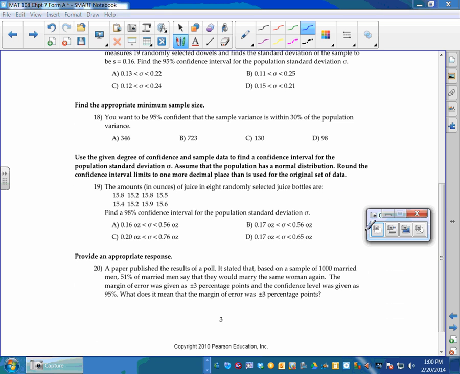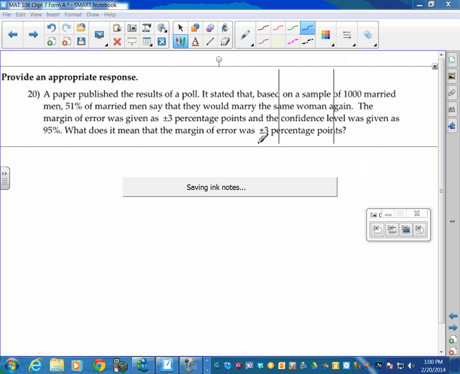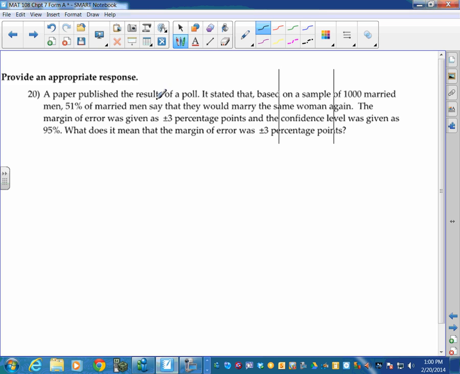Number 20. It says a paper published results of a poll. It stated that out of a sample of 1,000 married men, 51% said they would marry the same woman again. Is this number a p hat, an x bar, or a sample variance? It is p hat, it's a percent.